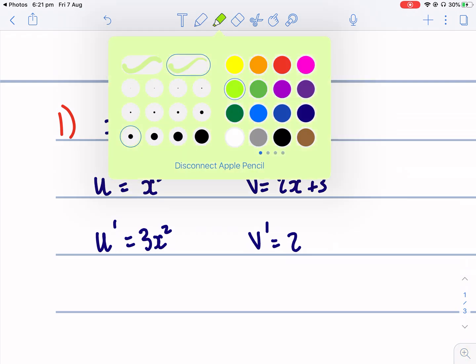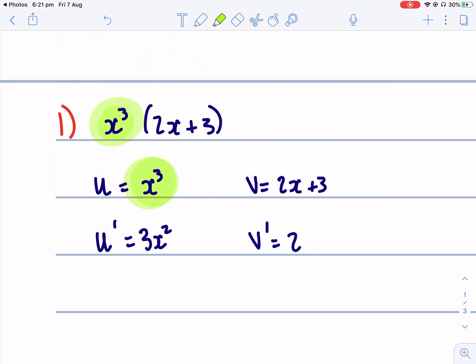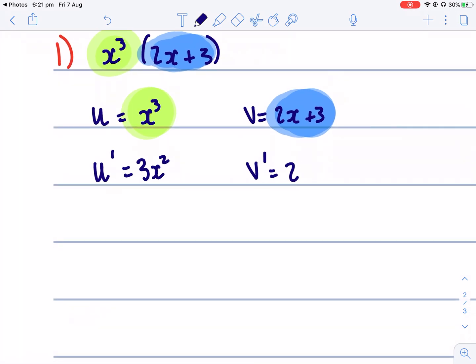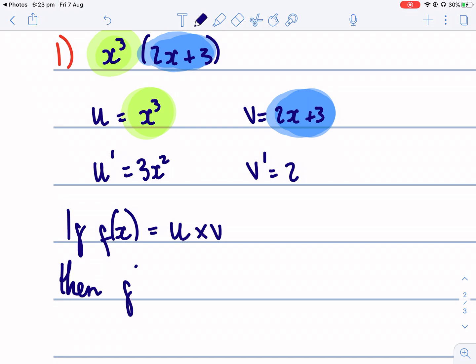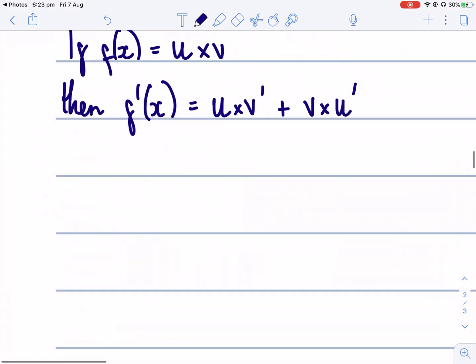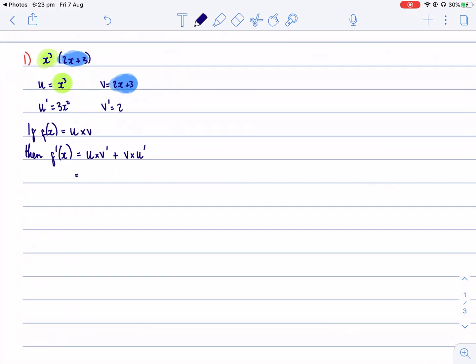So you can see that I've taken each of these and I've derived them. Now, the rule is: if f of x is u times v, then f dash x is going to be the first times the derivative of the second plus the second times the derivative of the first. And this can be written so many different ways, but this is how I like to write it. It's just clean, it's quick.